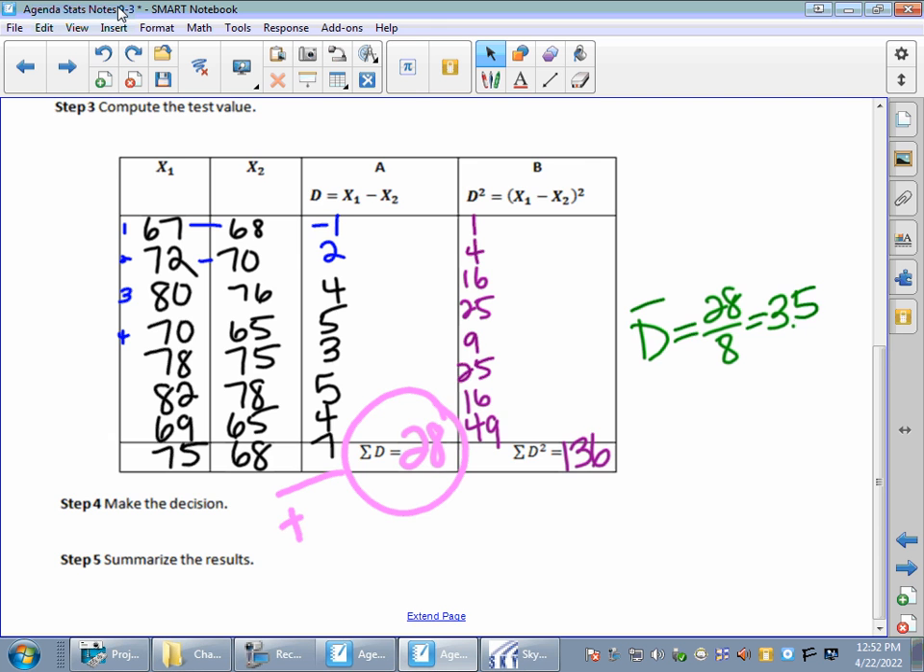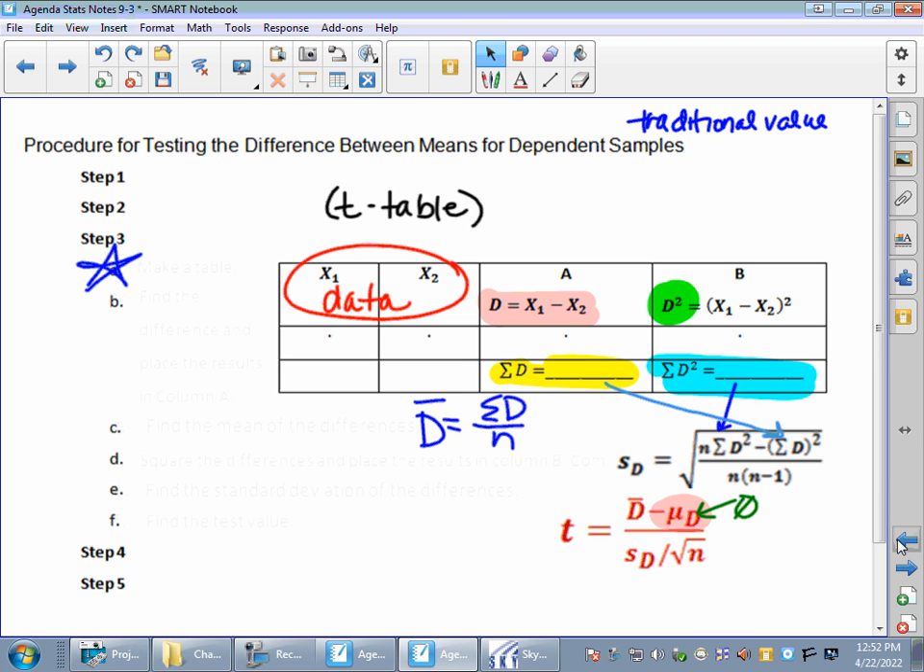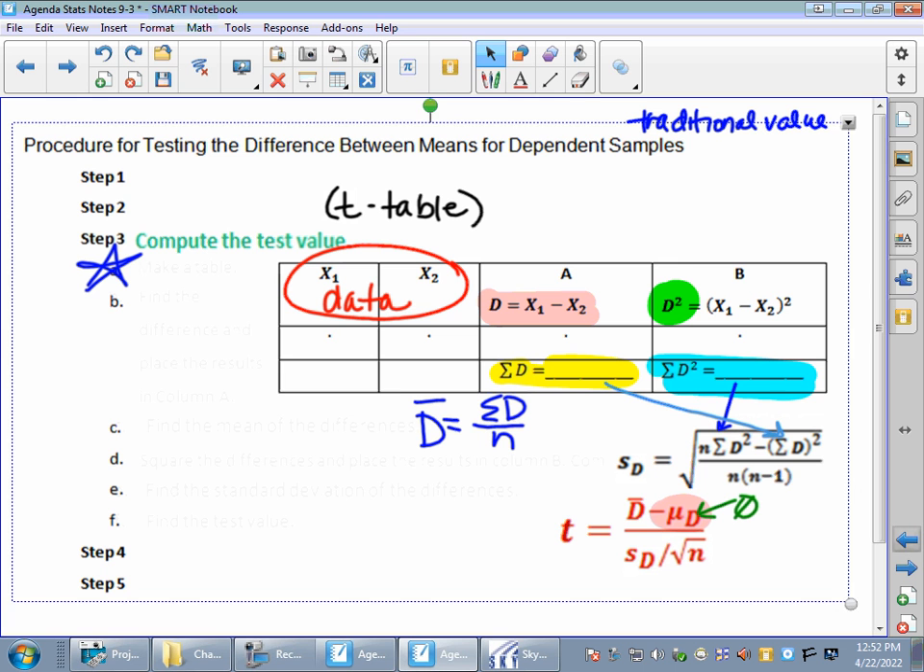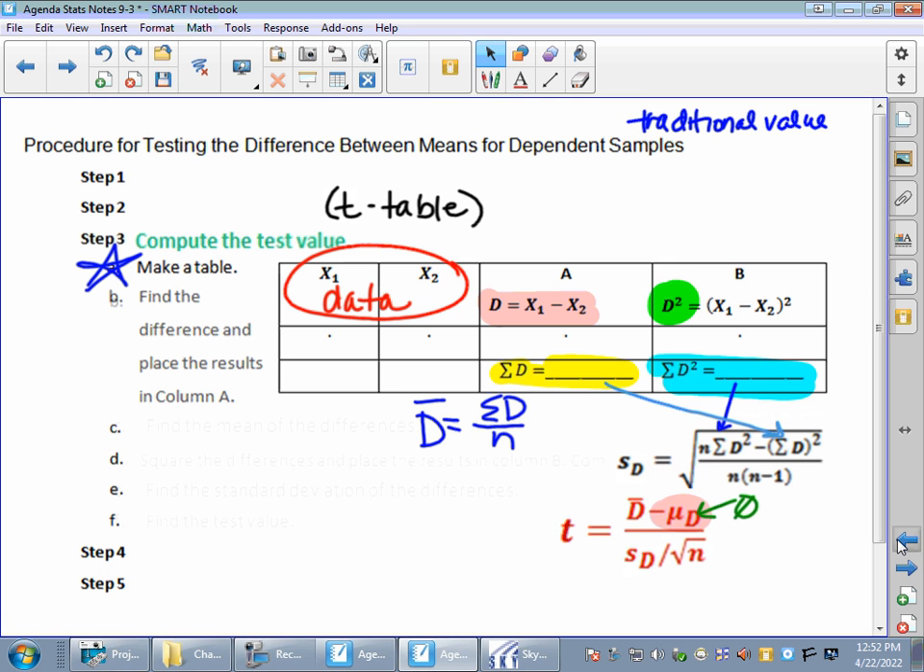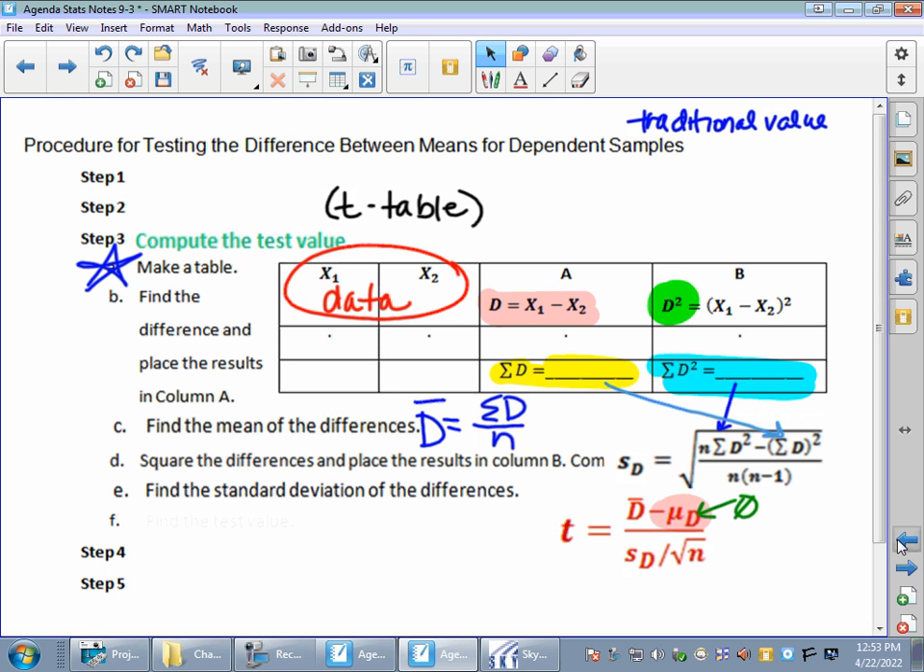So if I go back just to check things out here, I have set up a table. I have found the differences and the sum of them. I did find d bar, the mean of the differences. I did square the differences, put the results in column B, and find the sum of them. So now I need to find the standard deviation of those differences.